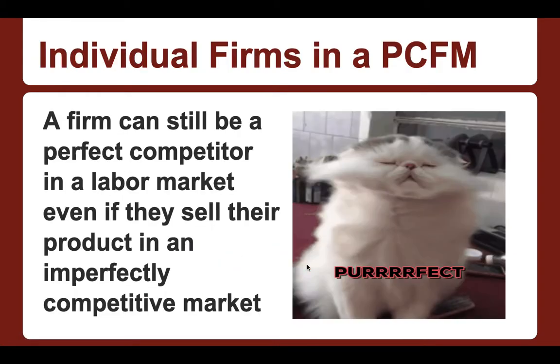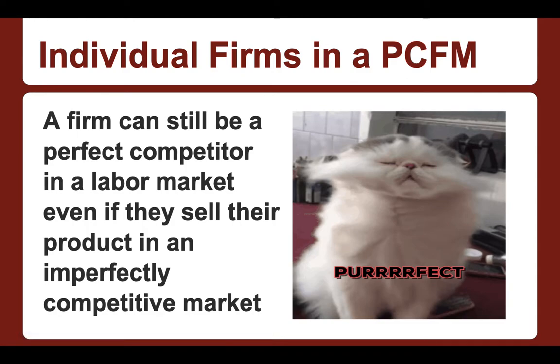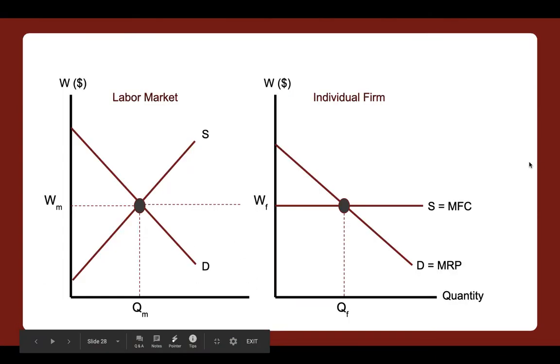Now, a big thing to understand before I show a little bit more detail about these graphs: individual firms in a perfectly competitive factor market aren't necessarily the same firms that are operating in a perfectly competitive product market. They might be hiring in a perfectly competitive labor market, but selling their product in an imperfect market. I just want to make sure we understand that.